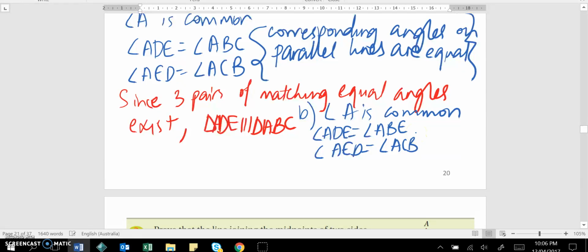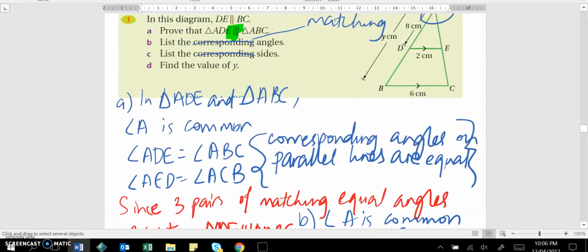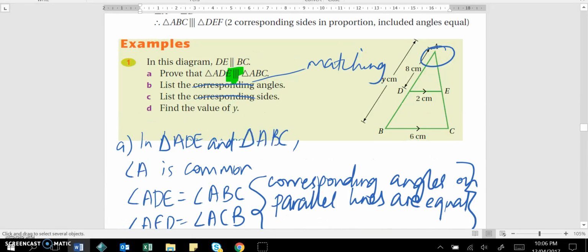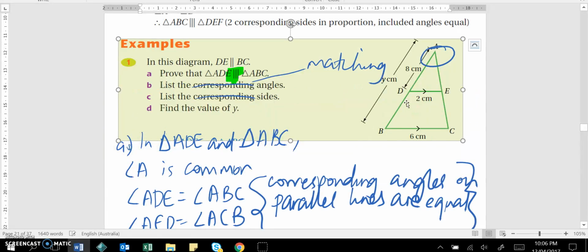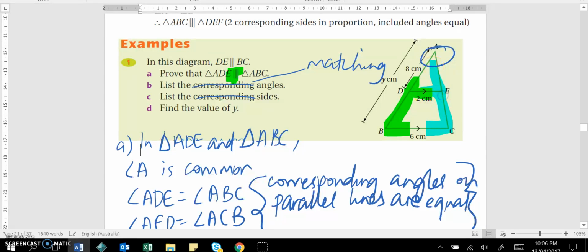Okay, so if you want to know what all that means, going back up to the picture, we're seeing here that there was an F shape here, and there was also an F shape here. So in other words, these two angles are equal and these two angles are equal here, and that's what we've written down.